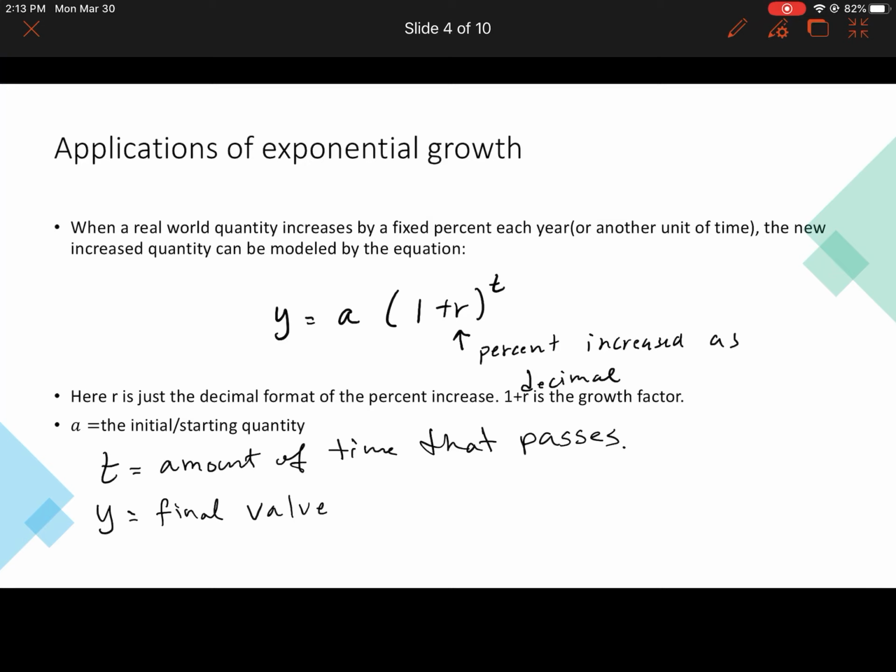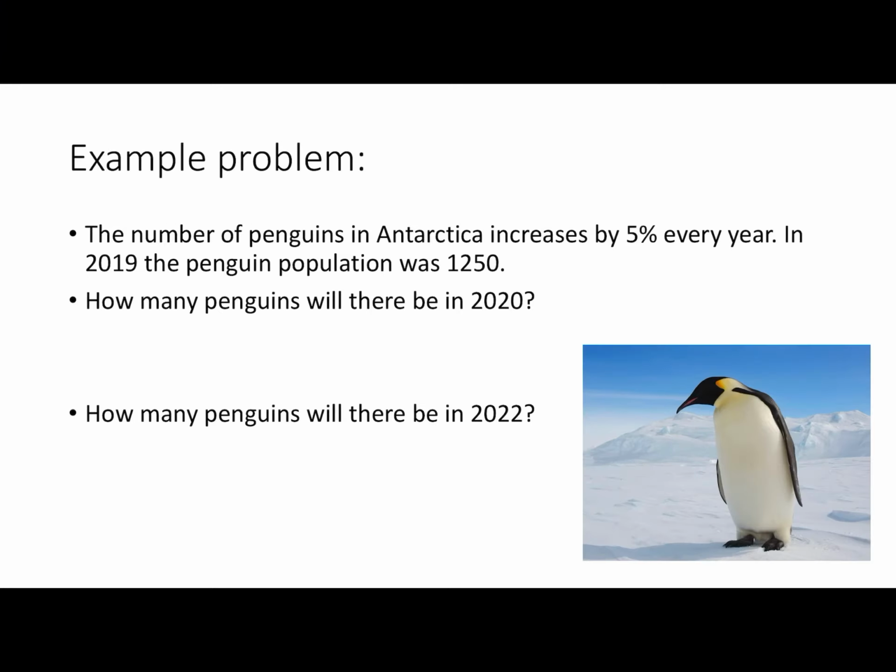Okay, let's try some problems out actually. Here's an example problem. Let's say the number of penguins in Antarctica increases by 5% every year. In 2019, the penguin population was 1,250. How many penguins will there be in 2020?